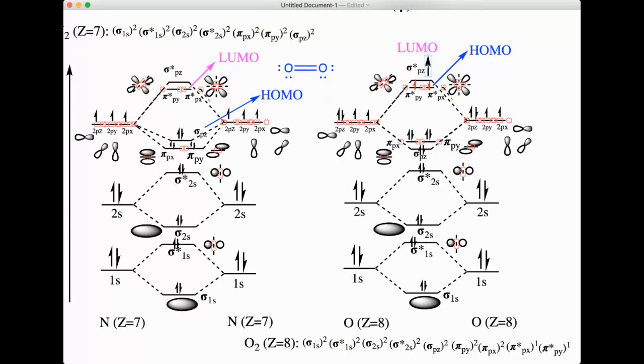So here is the thing. According to valence bond theory, an oxygen molecule has all of its electrons paired, two and two. However, according to molecular orbital theory, the electrons in the HOMO orbitals are unpaired electrons. So oxygen has two unpaired electrons.